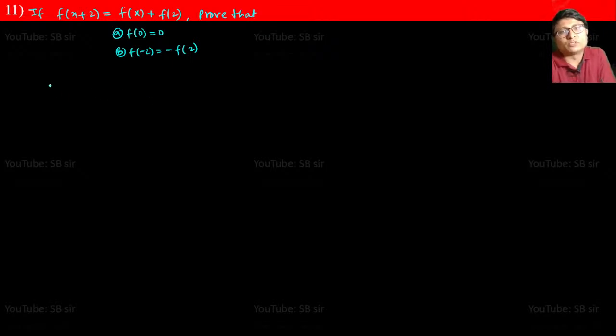So how will you solve it? We also have questions based on finding the domain and finding the range. Also questions like: if f(x) = mx + c, and f(1) and f(2) are given, you are asked to find the values of m and c. Such questions also might be asked. So we have here the function f(x+2) = f(x) + f(2).